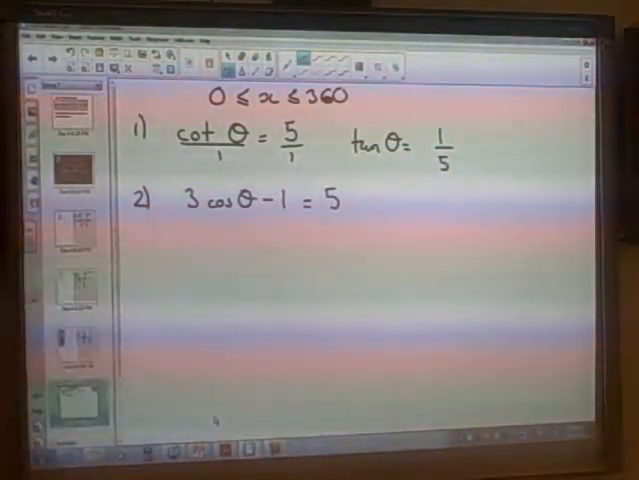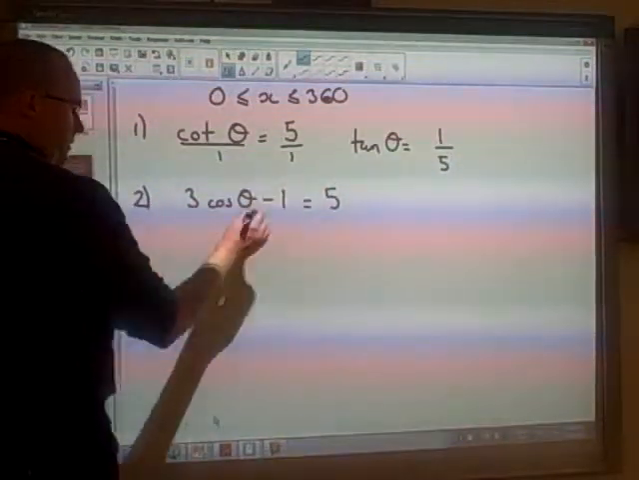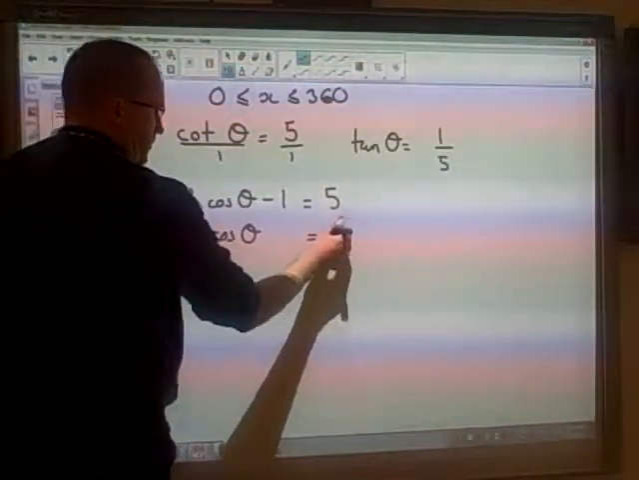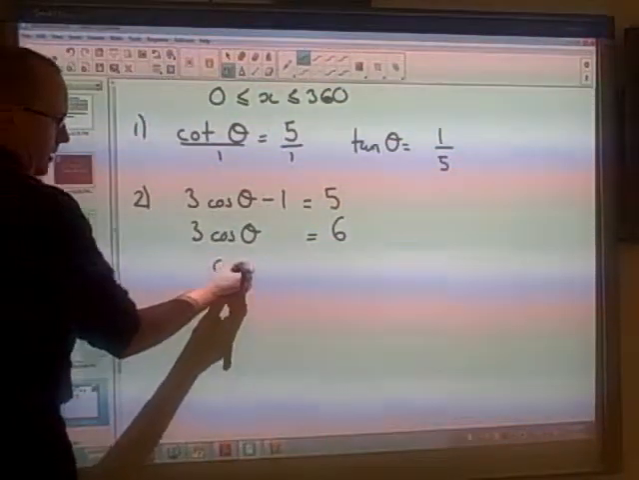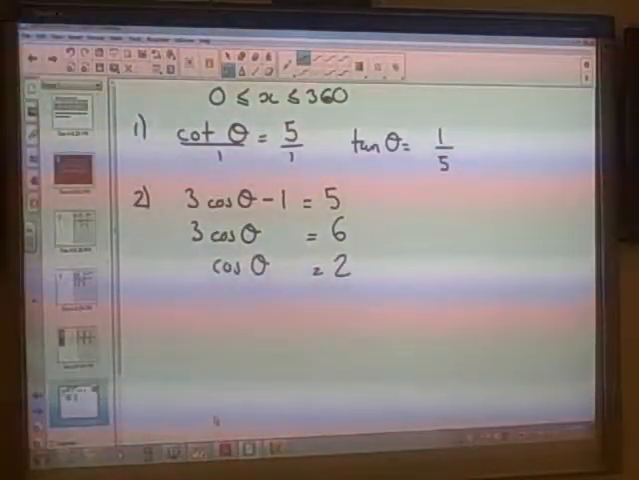If we have something more complicated like this, then we're just going to try and simplify it. We're going to try and solve for cosine theta. So first of all, let's add cosine theta to both sides. Let's add 1 to both sides. Divide both sides by 3. And then now it looks like something that you're more familiar with.